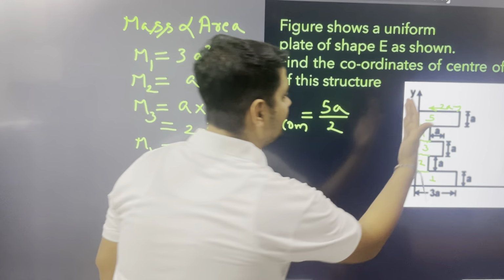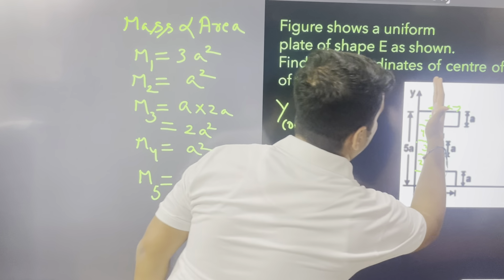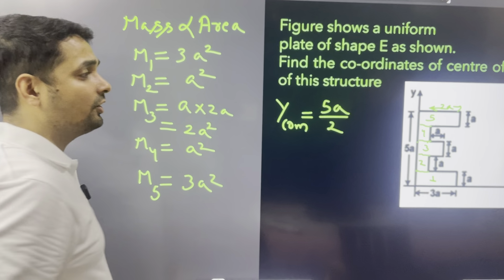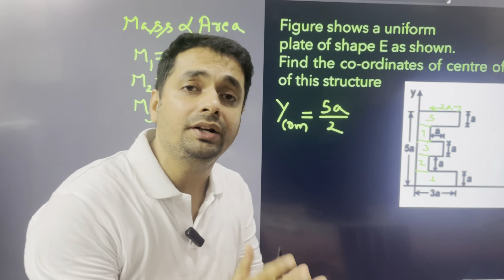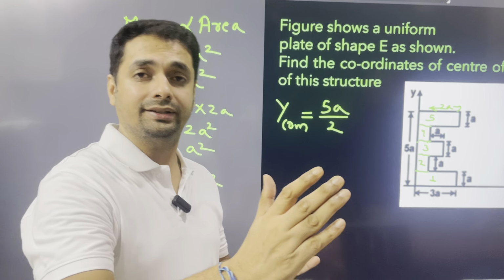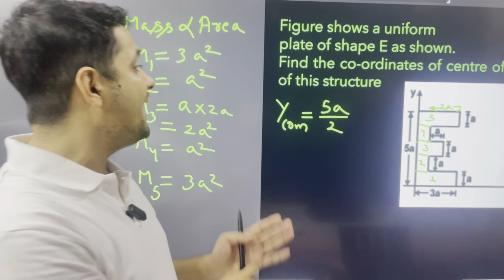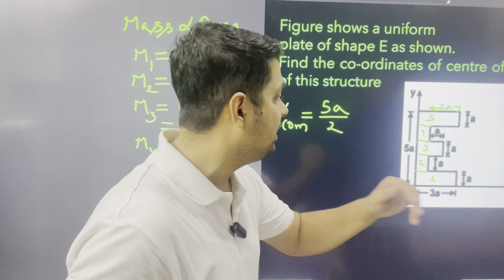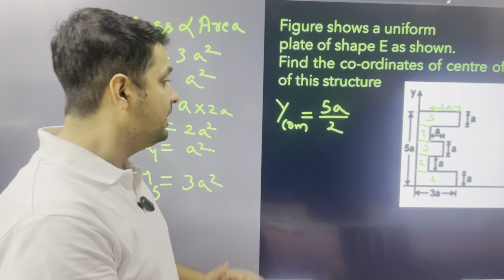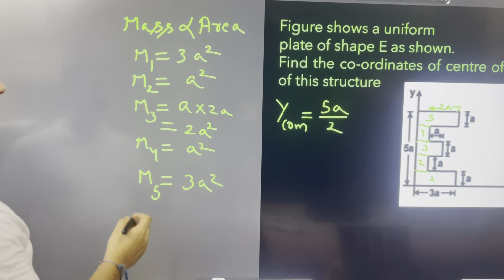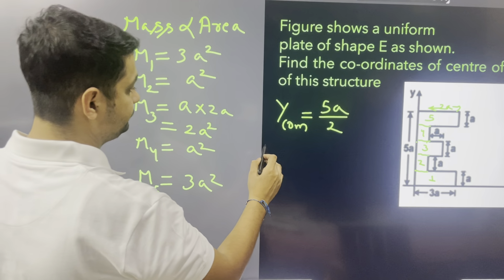But along X, when you keep your hand in the middle, right and left are not the same. It means mass is not symmetrically distributed along the X axis. It means the X center of mass, you cannot write as 3a by 2. You have to find it. Okay, so we'll find the X center of mass.